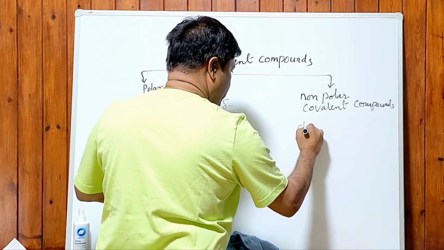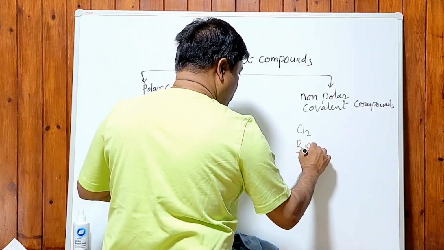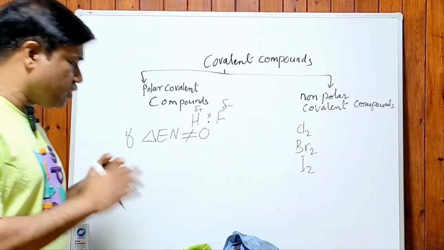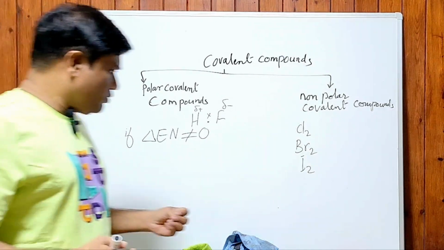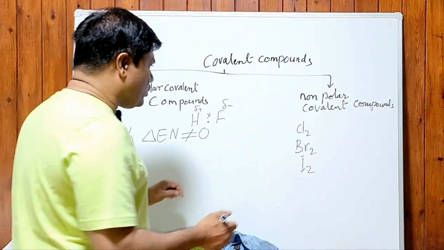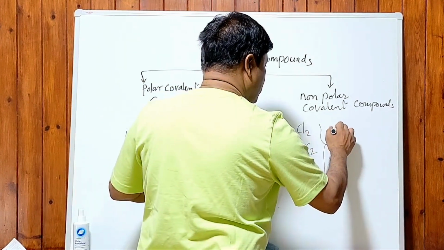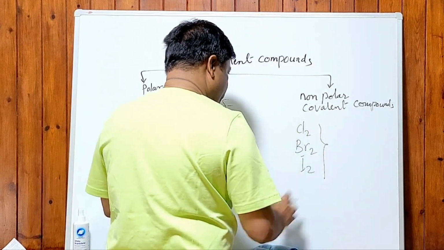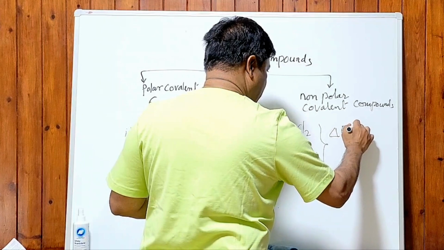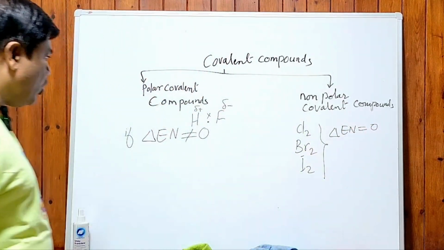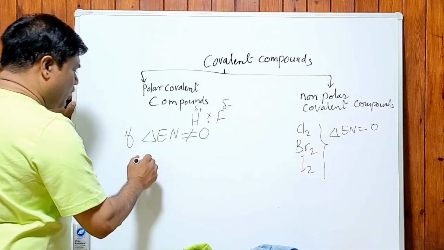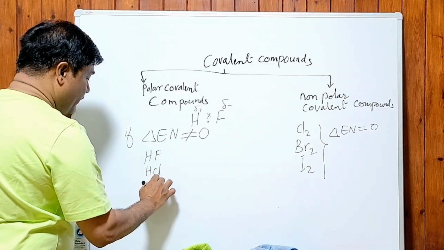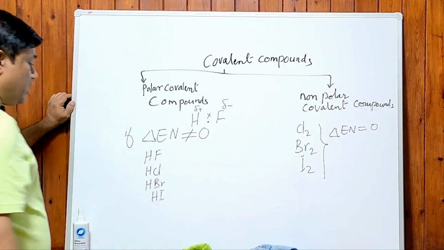Chlorine molecule, bromine molecule, iodine molecule. Two same atoms. Obviously, there's no difference in electronegativity. So all of these molecules are non-polar because the electronegativity difference, the delta EN value, is equal to 0. Look at that. Delta EN is equal to 0, and this is non-polar. And polar: HF, HCl, HBr, HI. All are polar.